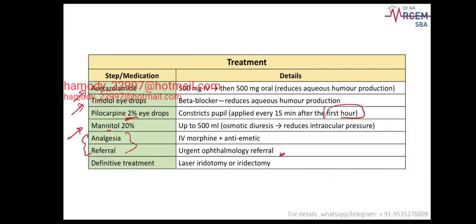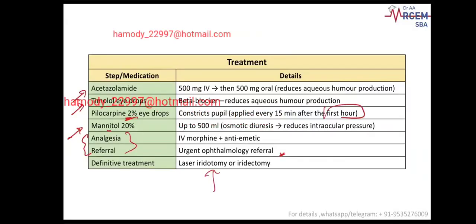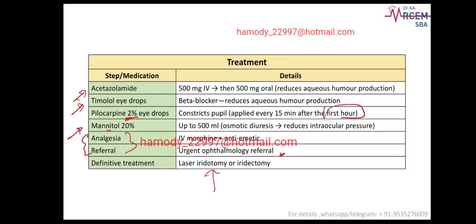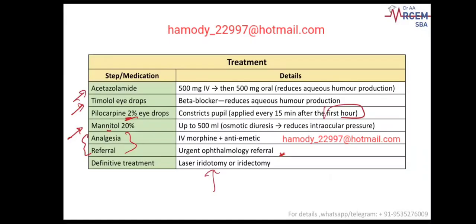Why do you refer to the ophthalmologist? For the definitive management, that is an iridotomy or iridectomy. So just scrape off a little bit of iris. That's what the ophthalmologist will be doing. So the angle opens up and there is good drainage of the aqueous humor.